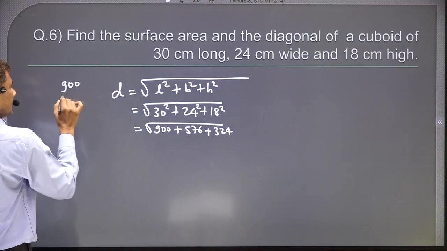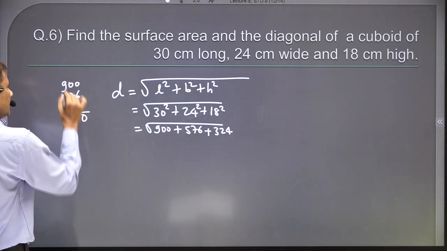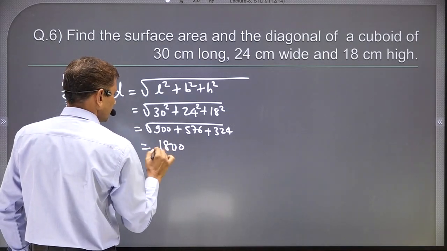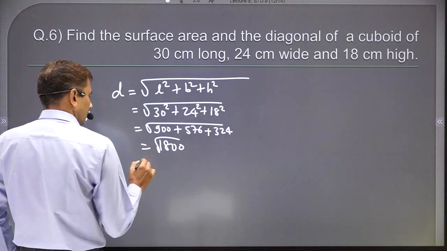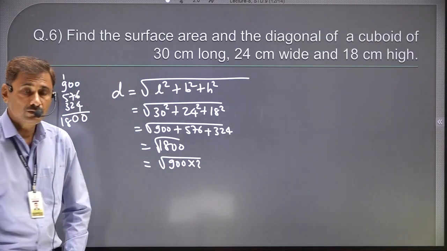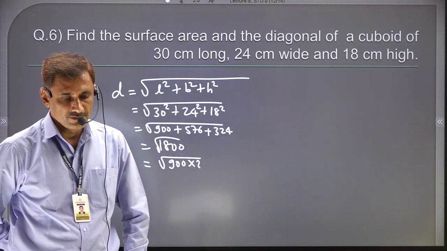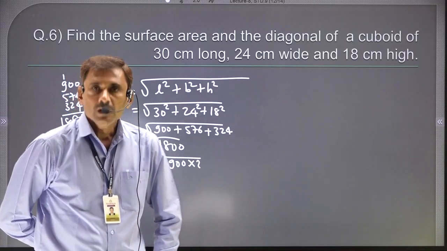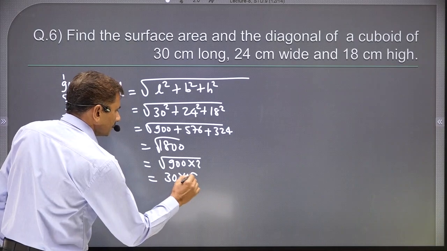So 900, 576, 324. So 10, again 10, 110 plus 515 plus 380. So it will be root of 1800. Okay, so I can see here 900 times 2. I can write 900 into 2. Why? Because I know 900 is a perfect square number. So you can say here it will be 30 root 2.